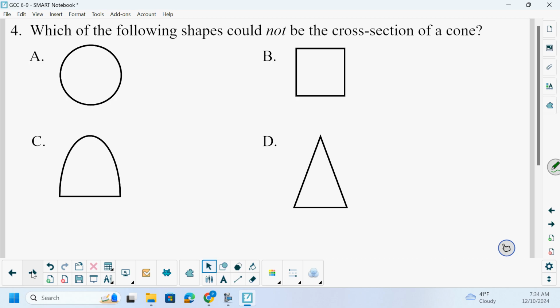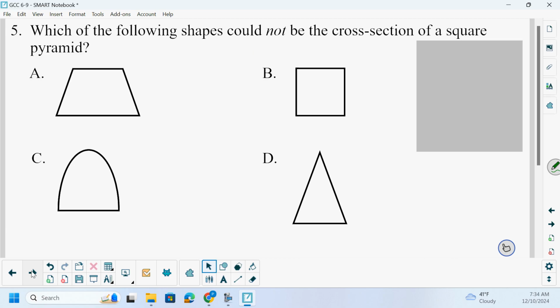So the circle we saw above in choice A, that was horizontal to the base. The semi-ellipse we saw in choice C, that's when you go partly through the rounded parts and partly through the base. The triangle was through the point of the cone. So the square is the one that we can't get when doing a cone.